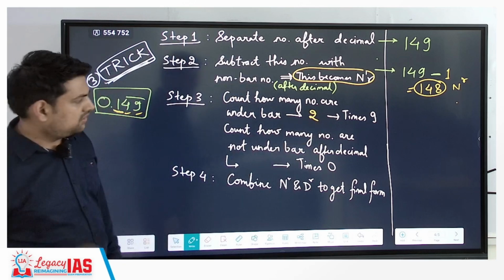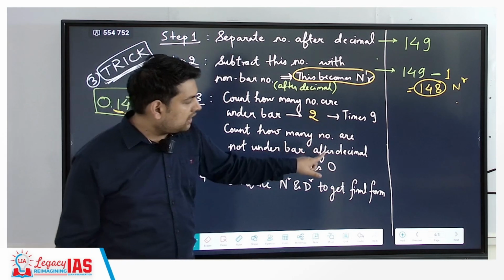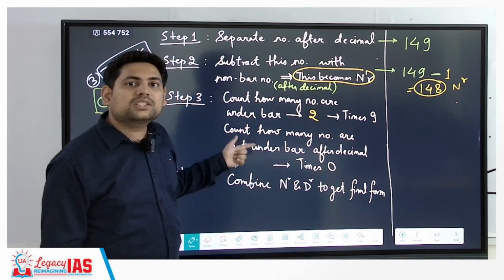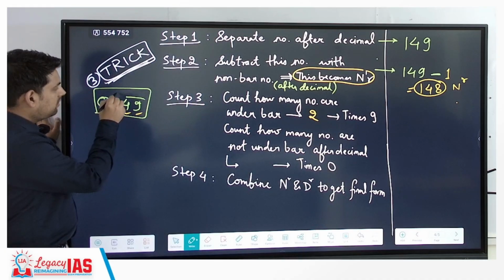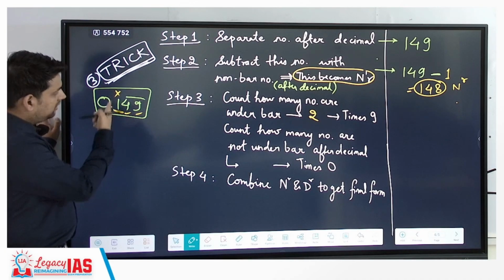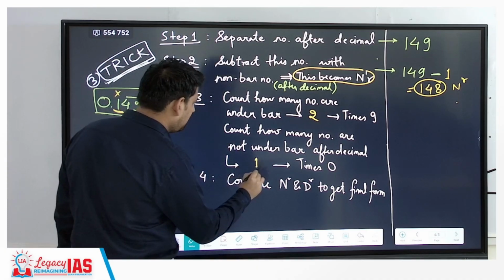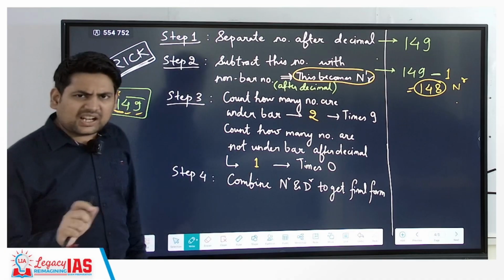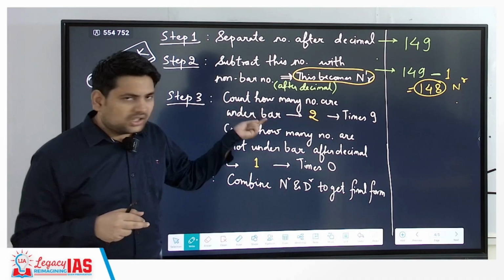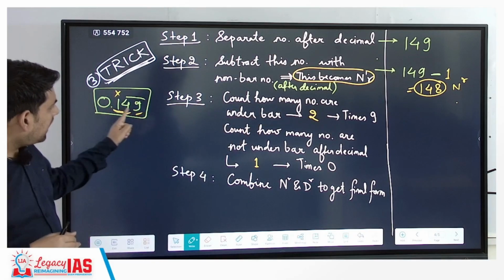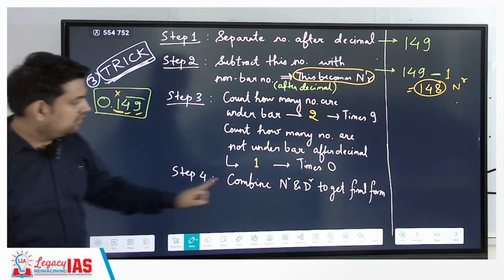First you write this much only. Then count how many numbers are not under the bar after decimal. This one is not under the bar after decimal. Correct? So how many such numbers are there? Only 1. Correct? Just the counting you need, not the numbers 4, 9, 1. How many numbers are under the bar? 4 and 9, so that is 2. How many numbers are not under the bar? Only 1. So you write 1.